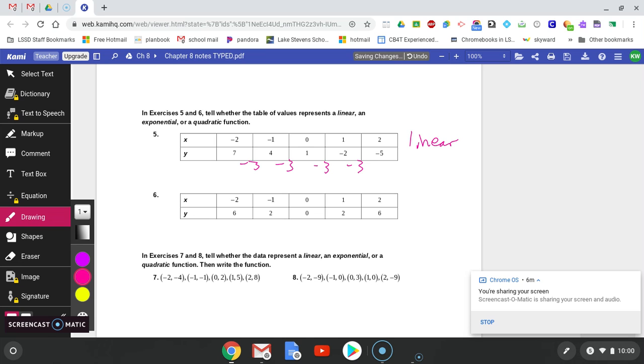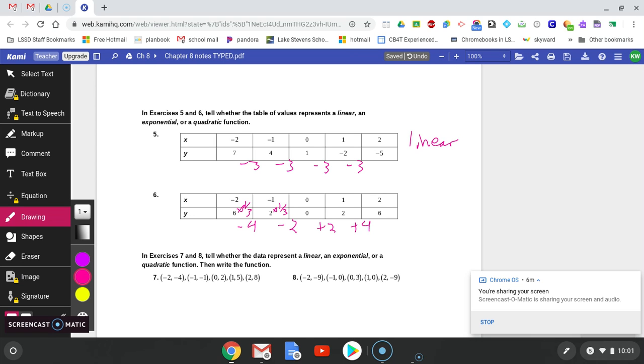Okay, so on number 6, to go from 6 down to 2, I'm subtracting 4. From 2 to 0, I'm subtracting 2. From 0 to 2, I'm going up by 2. And from 2 to 6, I'm going up by 4. So it doesn't have a consistent addition pattern. So we can see if it has a multiplication pattern. Well, 6 divided by 3, or 6 times 1/3, would give me 2, but 2 times 1/3 doesn't give me 0. So it doesn't have a multiplication pattern.